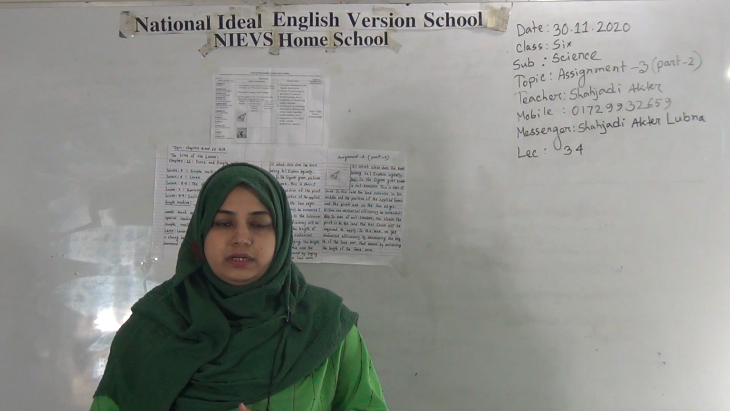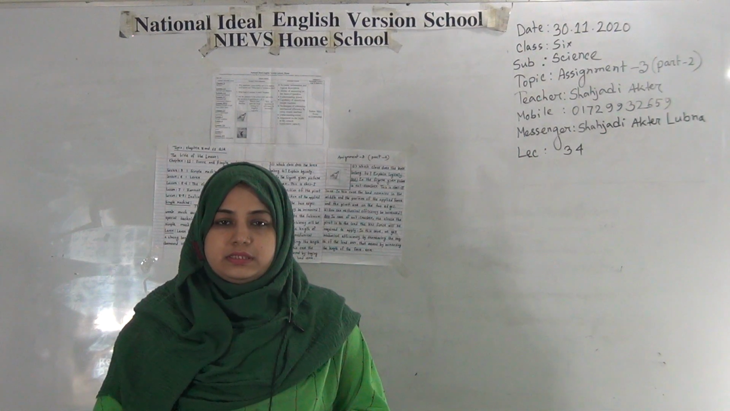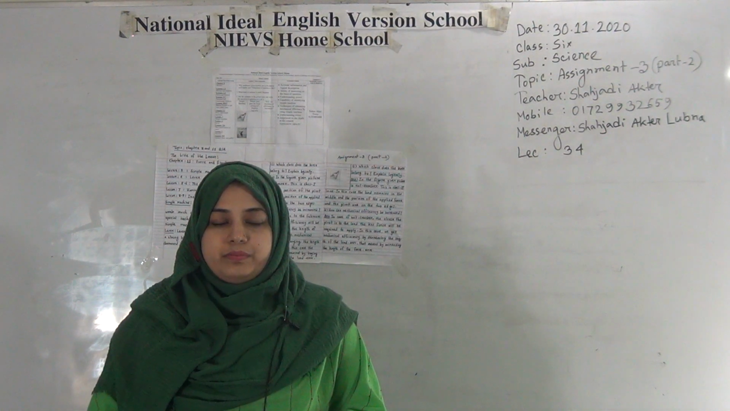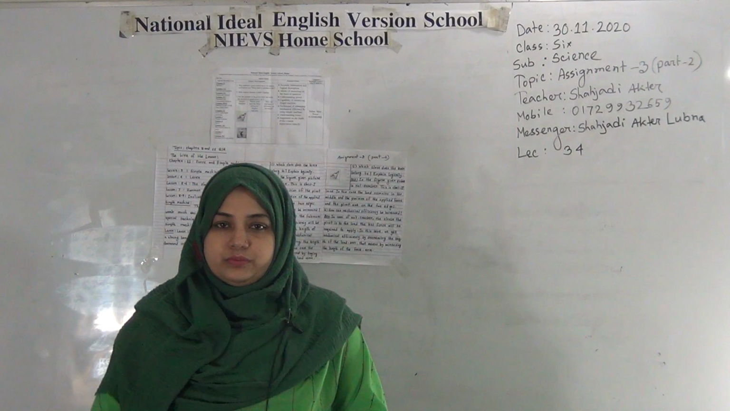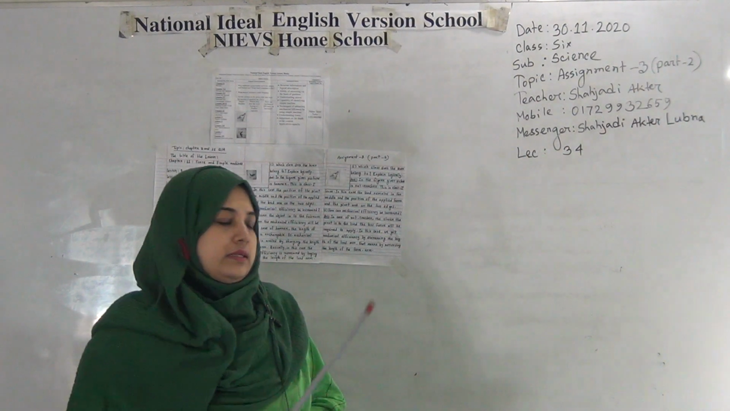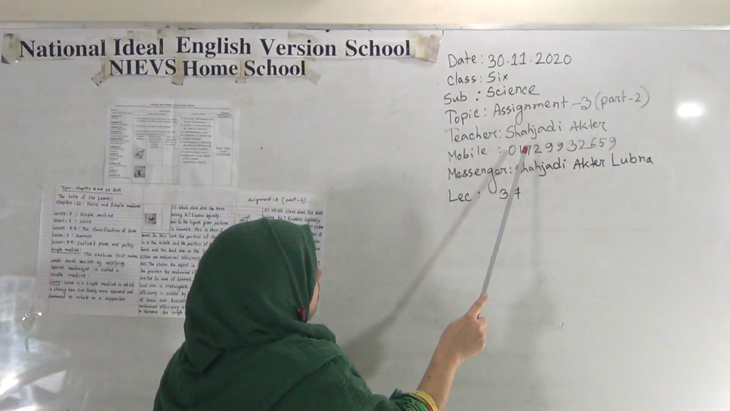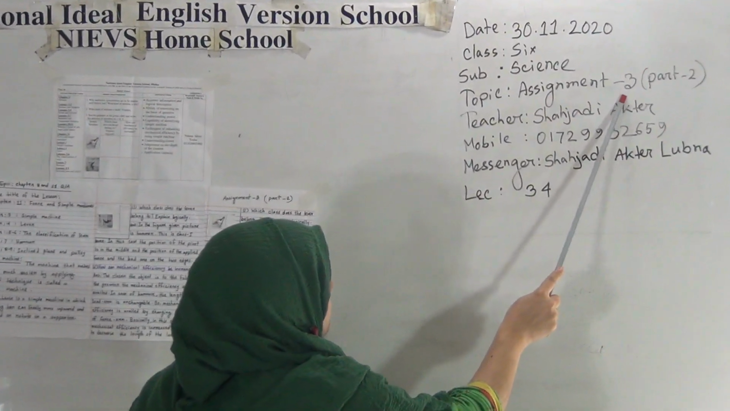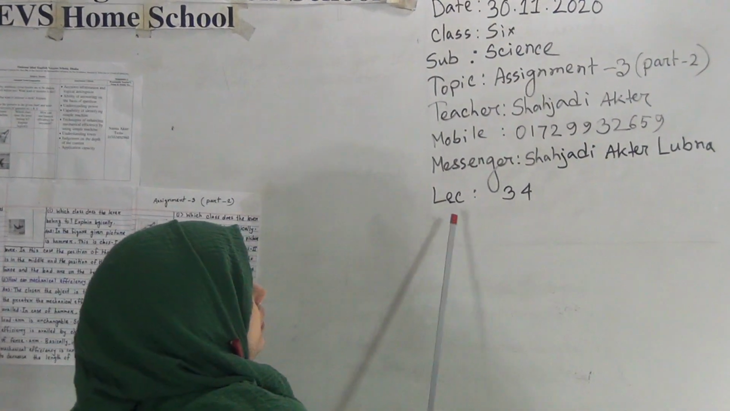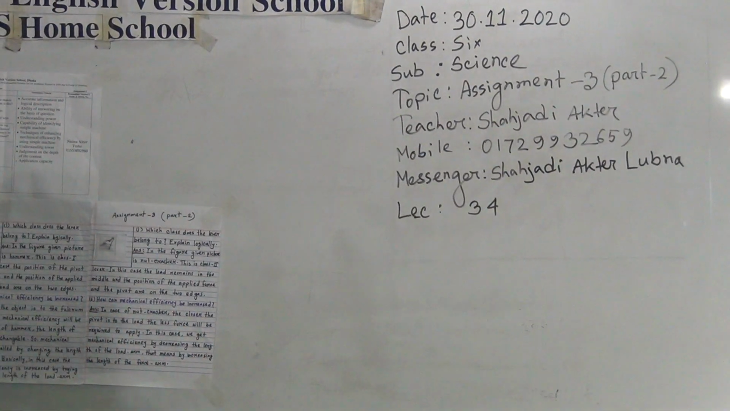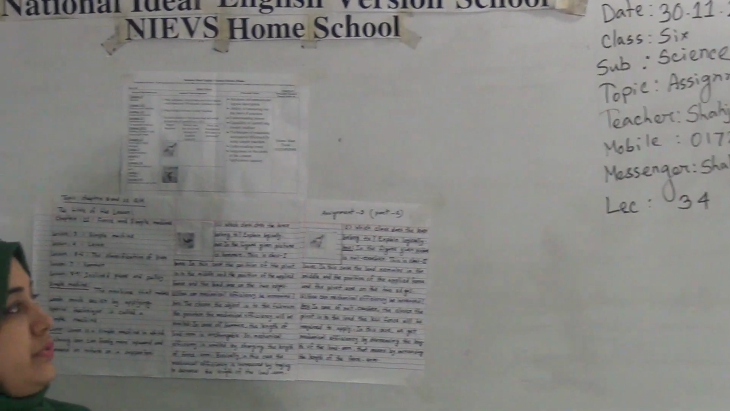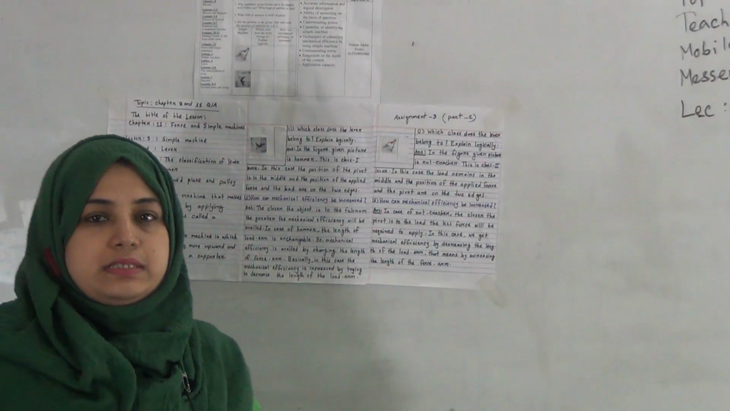Today I am going to take a science class for class 6 students. Our today's topic is Assignment-3 Part-2, and our today's lecture number is 34. We have discussed Assignment-3 Part-1 in our previous class. Today we will discuss Assignment-3 Part-2.